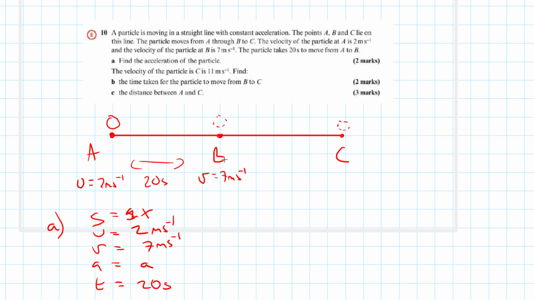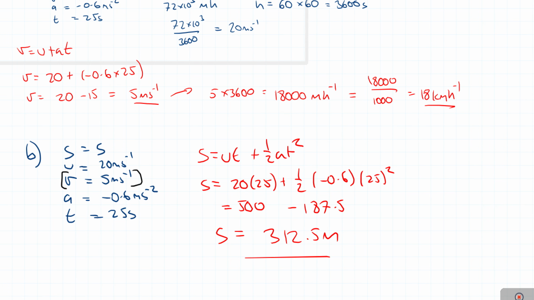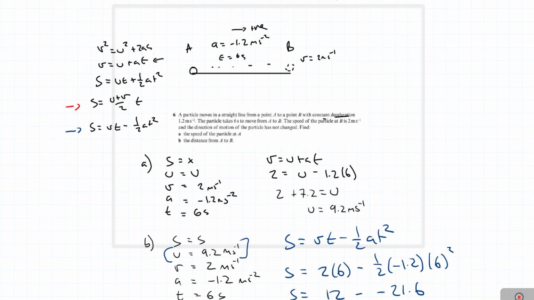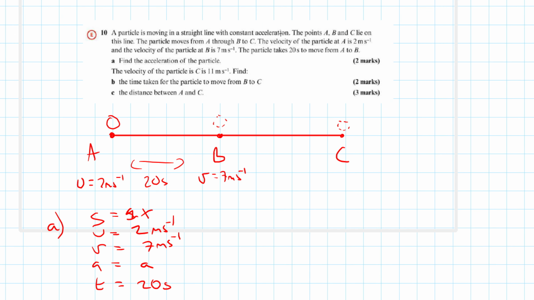Again, we're only focusing between A to B here. We're not given any information about C. So here we're going to use an equation that doesn't have S, which is, as we've used throughout this video, v equals u plus at. So we write this out, v equals u plus at, and then we plug in our numbers, so 7 equals 2 plus 20a.